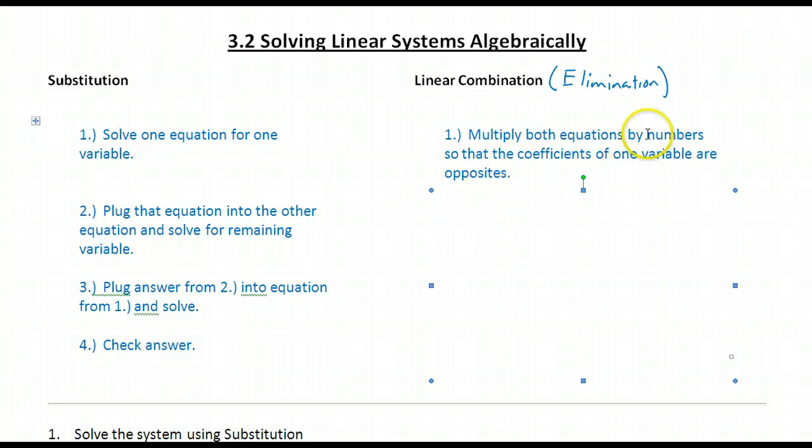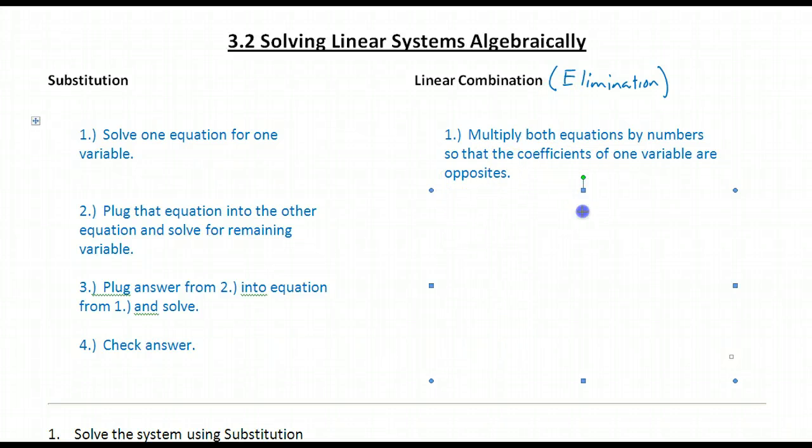If we break this down, this doesn't tell us what we have to multiply by. We can multiply our equations by different numbers. They can be the same numbers. We can multiply by 1. What we need to do is multiply so that the coefficients of one variable are opposites. One's going to be positive and one's going to be negative.